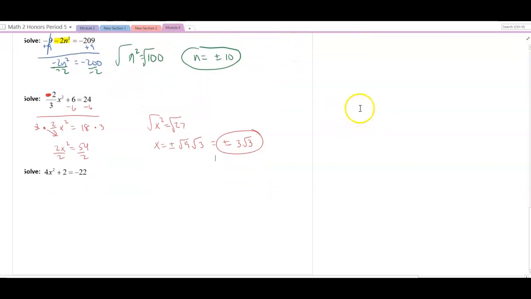Alright. Now, here's the thing. When I subtract 2 in this first one, I get 4x squared equals negative 24. But when I divide by 4, I get x squared equals negative 6. Anytime you get x squared equals a negative, right away it is no solution, because anytime you square a number, it will always, always, always be positive. So as soon as you have x squared equals a negative, after you isolate the x squared term, right away your answer is going to be no solution.